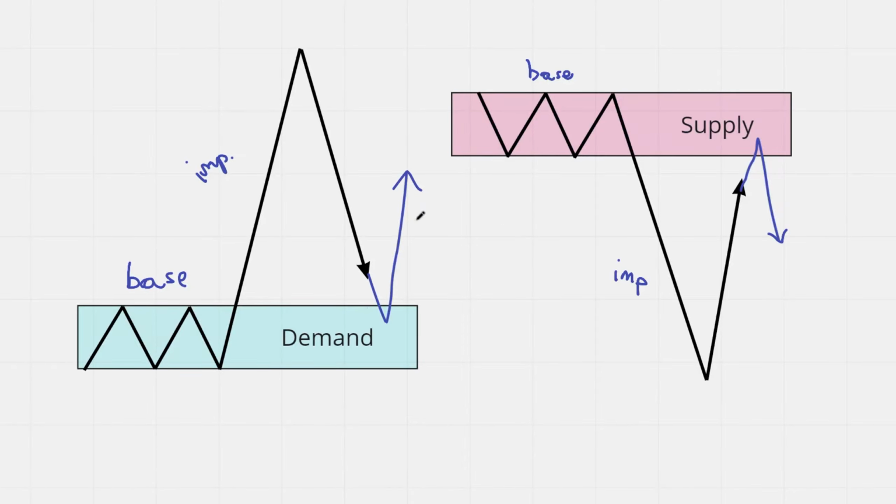But just a quick clarification, I don't mean that if we have a base followed by an impulsive move, the next correction will lead into a demand zone or a supply zone. This is just an example of where we pushed to the upside and then we dropped back down, but it doesn't have to happen so soon. And in many cases, it doesn't happen right away.